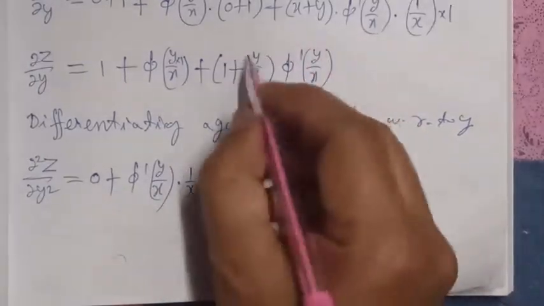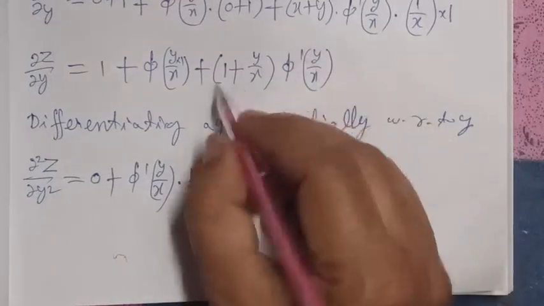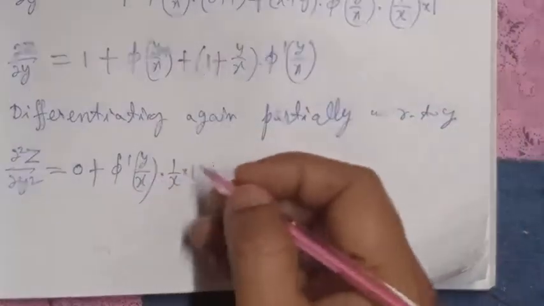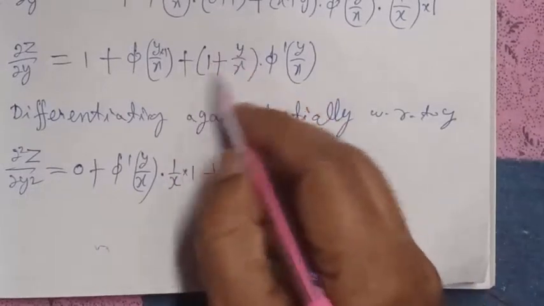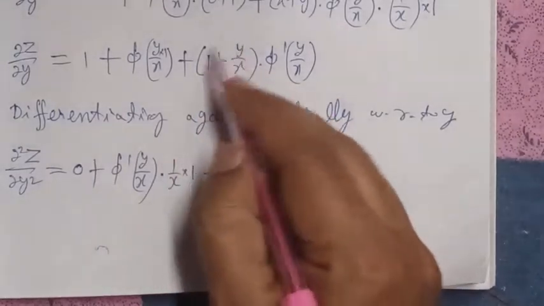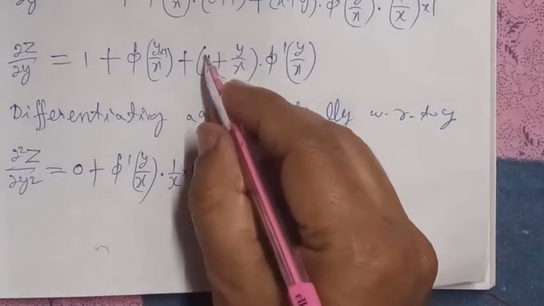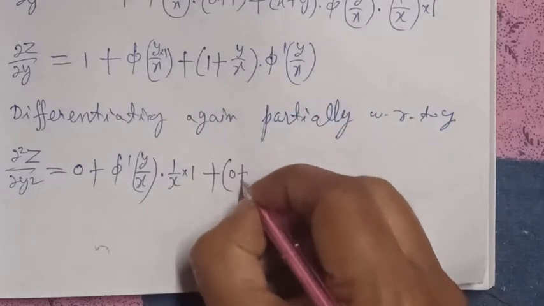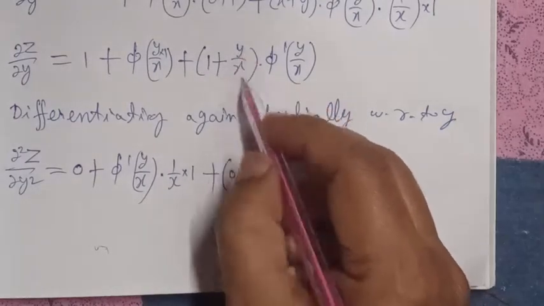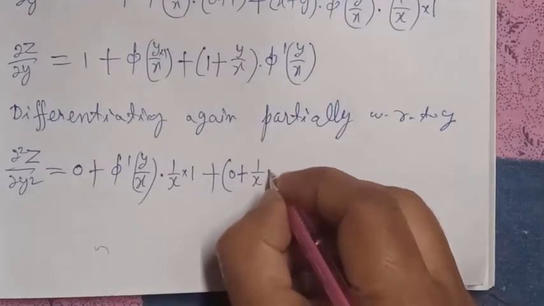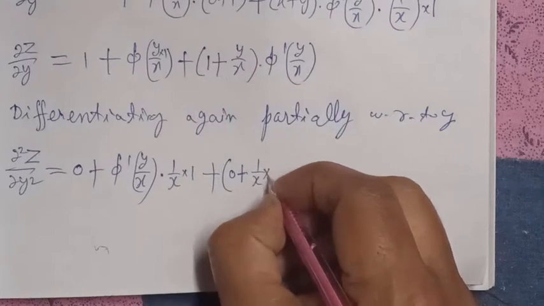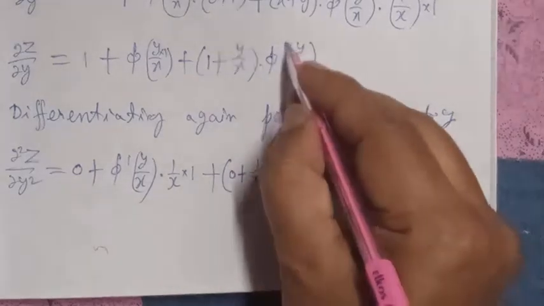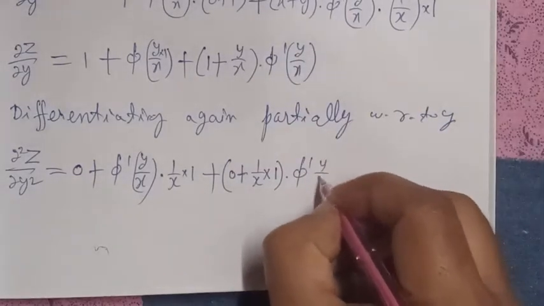Here we are seeing these are a product of two functions, so apply the product rule. Differentiate the first function, which consists of two terms. Differentiation of one, a constant, is equal to 0, and differentiation of y upon x: in this, 1 upon x is a constant for y because it is partial differentiation, and differentiation of y is equal to 1. Write the second function as it is, phi dash y upon x.